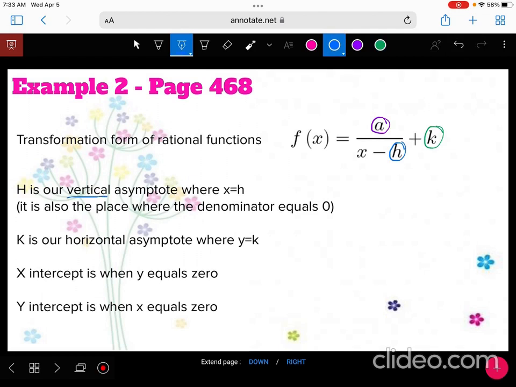Our vertical asymptote where x equals h, it's also where our denominator equals 0. That tells us on that line up on the top, it was that pink vertical line. X equals something is a vertical line. Our horizontal asymptote comes from our k value. Our horizontal asymptote is where y equals k. It looks like this. Typically, we do asymptotes with a dashed line or a dotted line. I don't care if you do it as a solid line or a dotted line, but just make sure you draw them in.